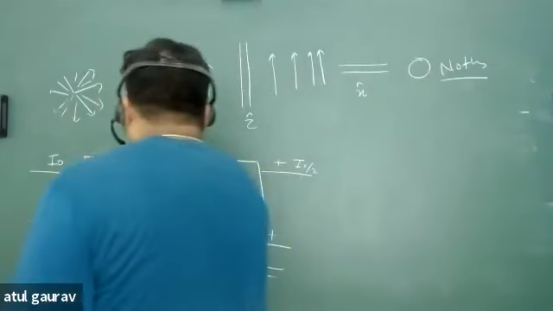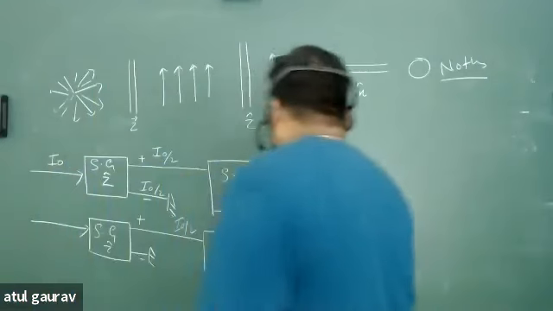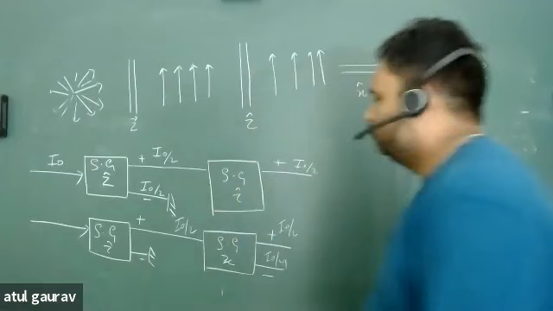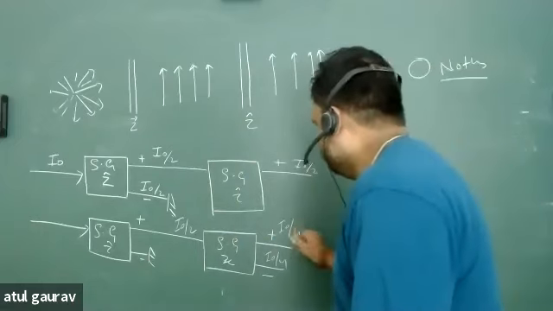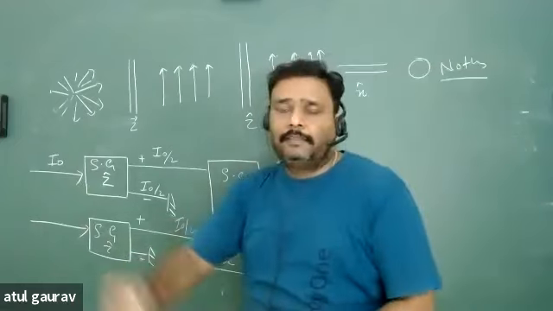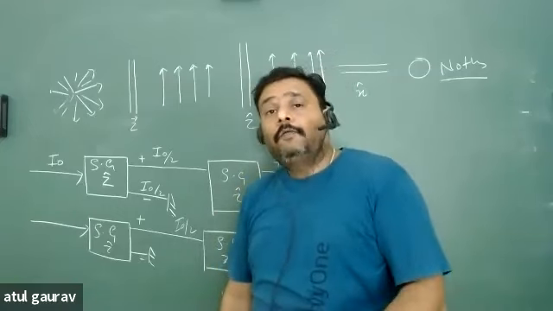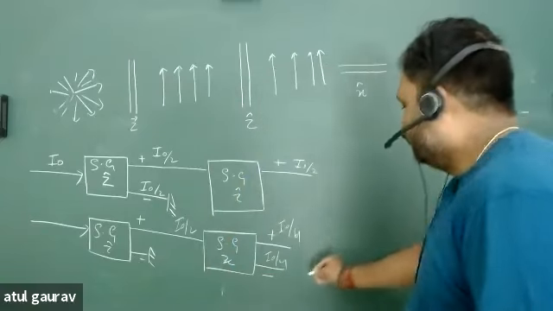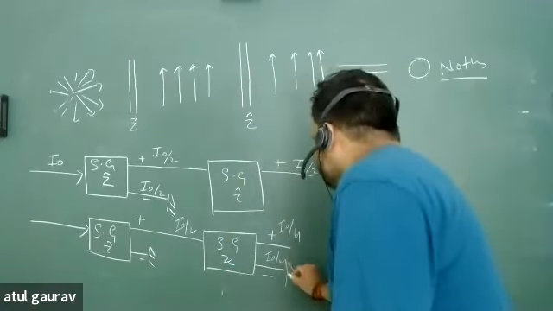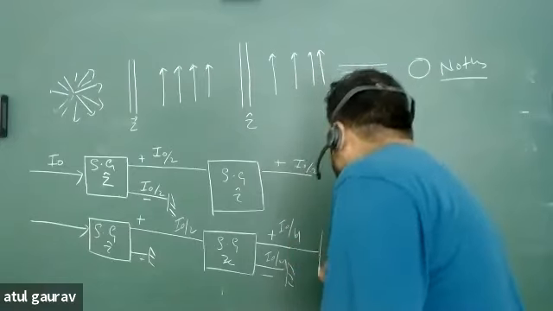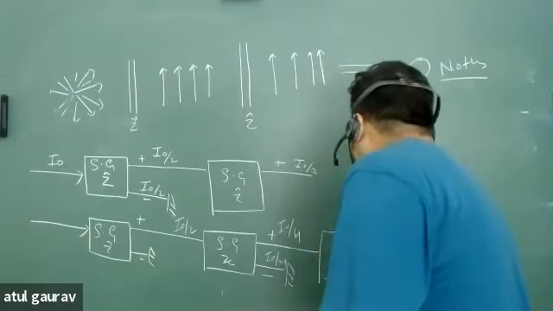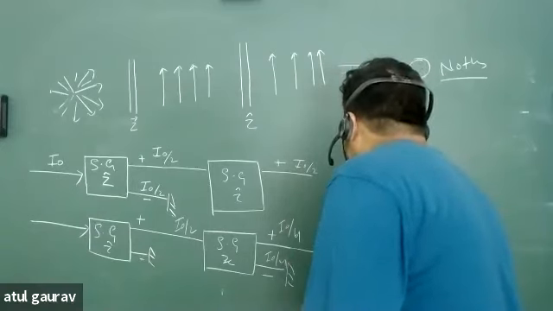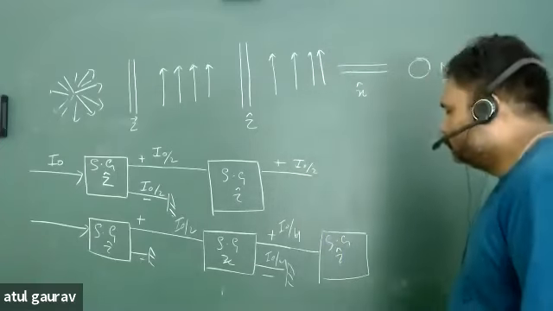And this will be, let's say, I naught by 2, and these will be I naught by 4 each. Sorry, I naught by 4. So again it will split into two directions. Now this is even more dangerous. Now look at what I am going to do. I am again blocking this one, and again I am putting SG in the Z direction.